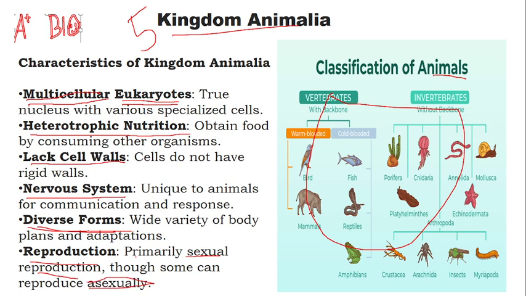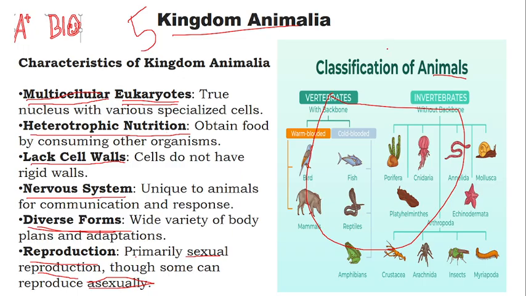Some do asexual reproduction. So kingdom Animalia is made of multicellular, eukaryotic organisms. They do heterotrophic nutrition, they don't have a cell wall, and they don't have chloroplast. I hope you are understanding the difference between kingdom Animalia and the other kingdoms. I hope you are understanding these things very well.